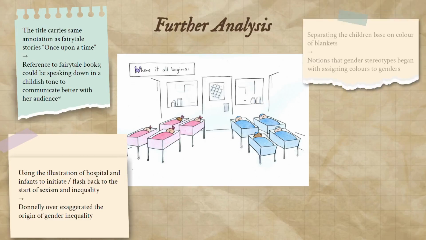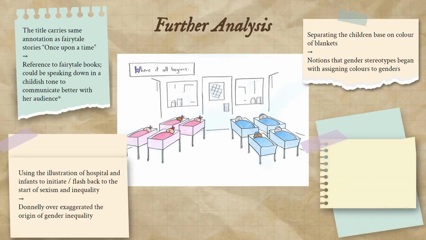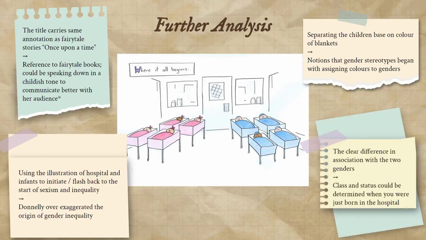The author also wants to say that the origin of gender inequality did not only start when we were children, but also by assigning colors to genders, which, according to the author, is the whole reason why gender stereotypes began. Finally, the last point the author makes is the clear difference in association with the 2 genders, and how the gender of the kid was the only thing that could be determined as soon as they were born in the hospital.